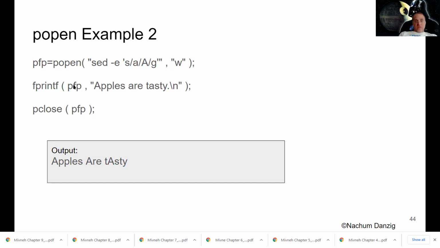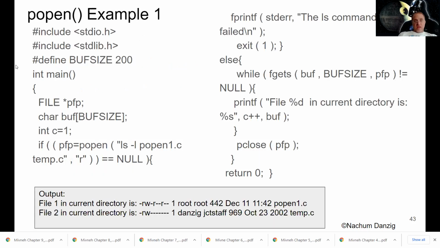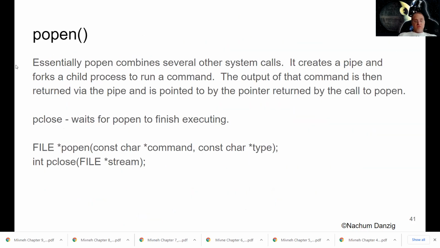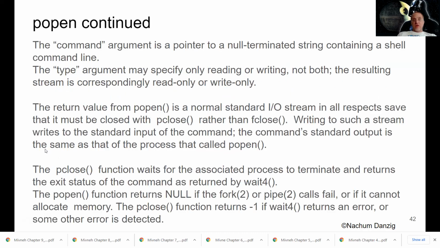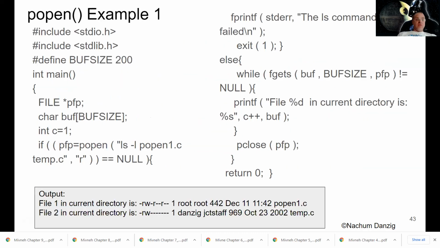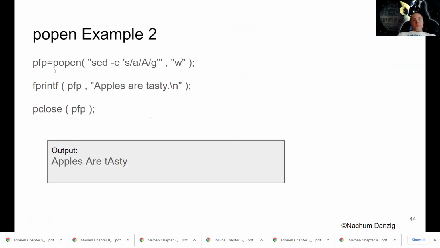So I have to use fprintf though. I can't use a write because this is a special return value of that. As you can see, it is a file, which only works with the f functions. It's not a regular descriptor. It's a file pointer. So I have to use the fprintf. So I open a pipe with this command, and then I tell it.